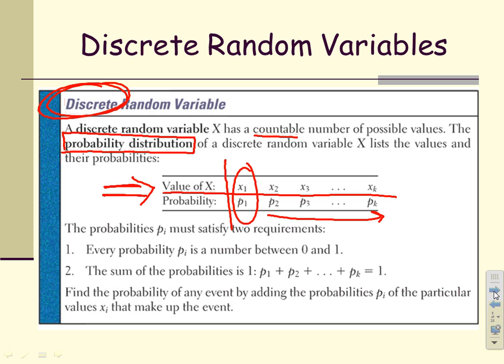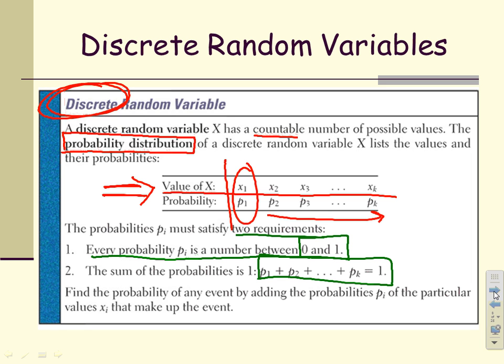Now, in order for this to be a true probability distribution, there's two requirements. First is that every probability is a number between 0 and 1. Well, that makes sense because you can't have a negative probability of something occurring, nor can you have a probability of something occurring being higher than 1. Okay? Also, it says that the sum of the probabilities must be 1 because they must account for all possible outcomes in this particular case.